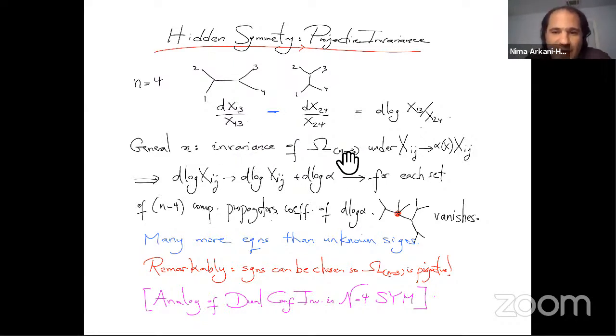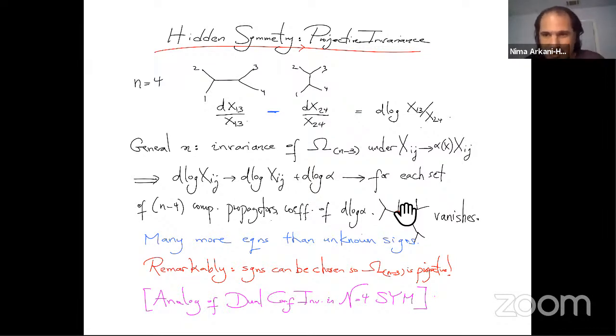We have to demand the invariance of this n-3 form under this projective rescaling. And that means that under this rescaling, the coefficient of this rescaling parameter, d log alpha, multiplies all diagrams which have just shrunk one of the propagators. So demanding that the form is projectively invariant ends up imposing many, many more equations than unknowns. So it's not at all obvious that it's possible, just by equating an unknown, to choose the signs to make the form projectively invariant, but it can be done.